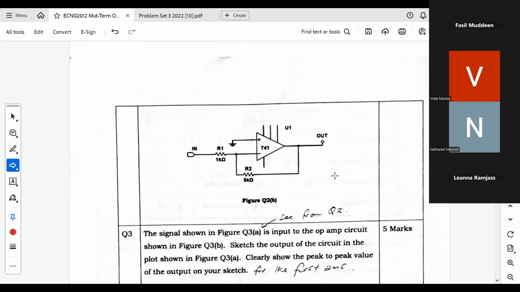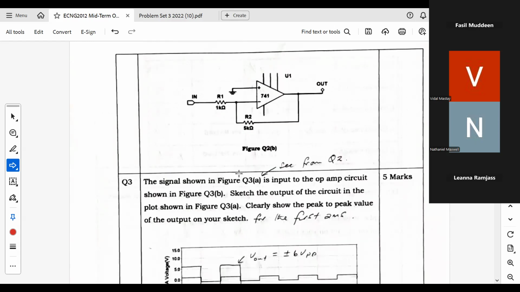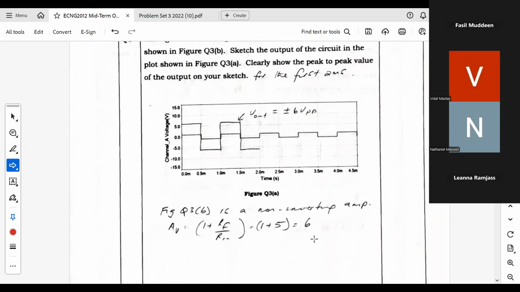The big thing here was the inverting amplifier, and here was the non-inverting. Same value resistors, but in the case of the non-inverting, of course, the gain will be 6 instead of minus 5.